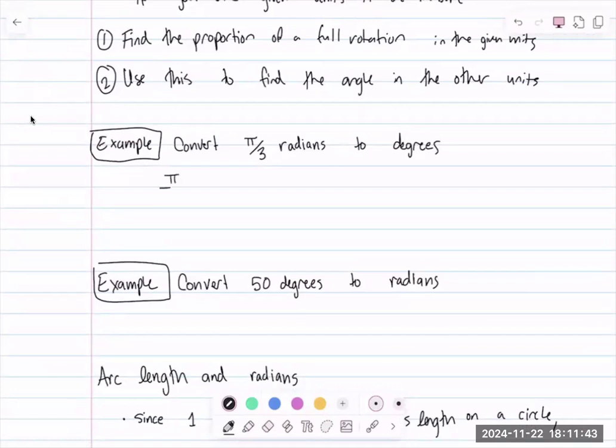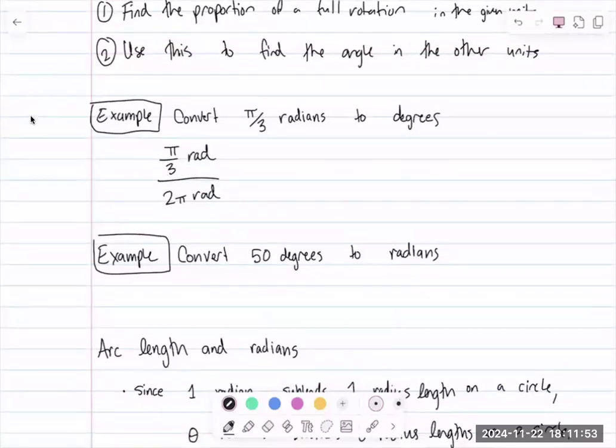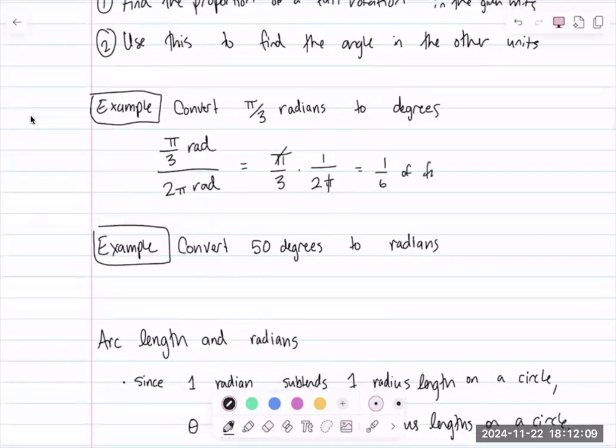So pi over 3 radians is exactly pi over 3 divided by 2 pi proportions of a full rotation, right? I'm going to calculate this out. So we have pi over 3, and then we're dividing by 2 pi. So this is times 1 over 2 pi. Our pi's are going to cancel out, and we're left with 1/6 of a full rotation. And now to convert this to degrees, we know that a full rotation in degrees is 360. And so 360 divided by 6, that's going to give us 60 degrees.